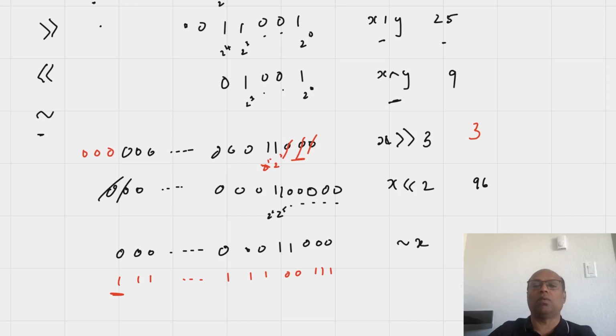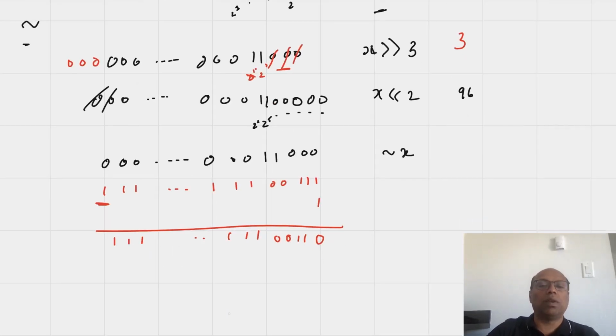Subtract 1 and what? Inverse the bit. Okay, done. 1 minus 1 is what? 0. 1, 1, 0, 0. This, and subtracted 1. Okay. After subtracting 1, what you should do? Inverse the bits. If you inverse the bits, what will happen?